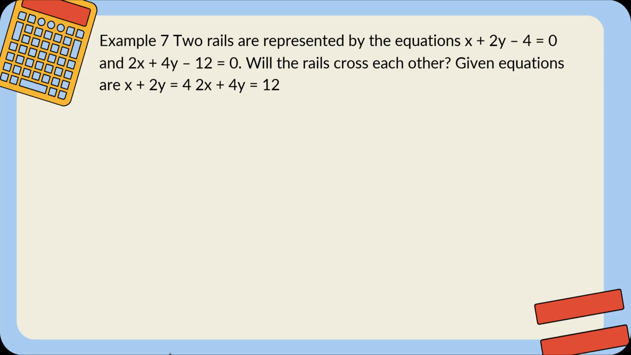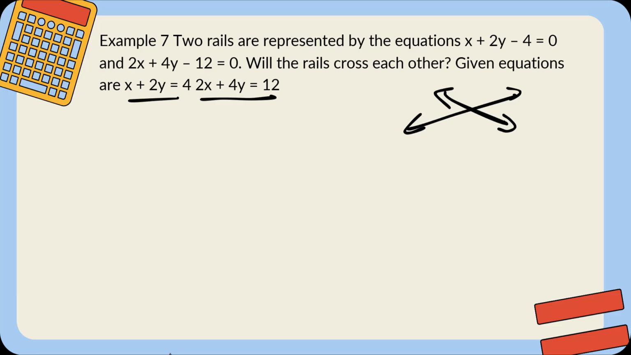Now, two rails are represented by the equations x plus 2y minus 4 is equal to 0 and 2x plus 4y minus 12 is equal to 0. Will the rails cross each other? Cross each other means what? It should intersect. There should be a unique solution, right? So how do I find out whether they intersect?